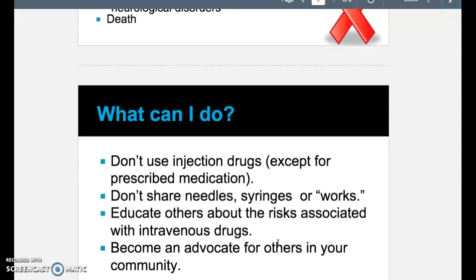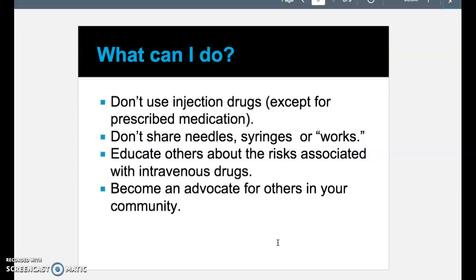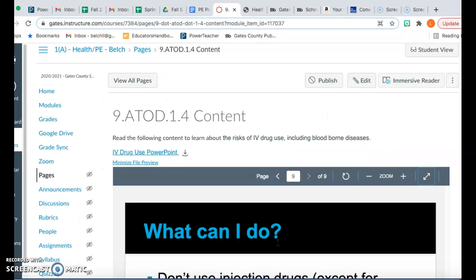And of course, don't share needles, syringes, or works. Educate yourselves about the risks associated with intravenous drugs, and become an advocate for others in your community. So that is the PowerPoint slide.